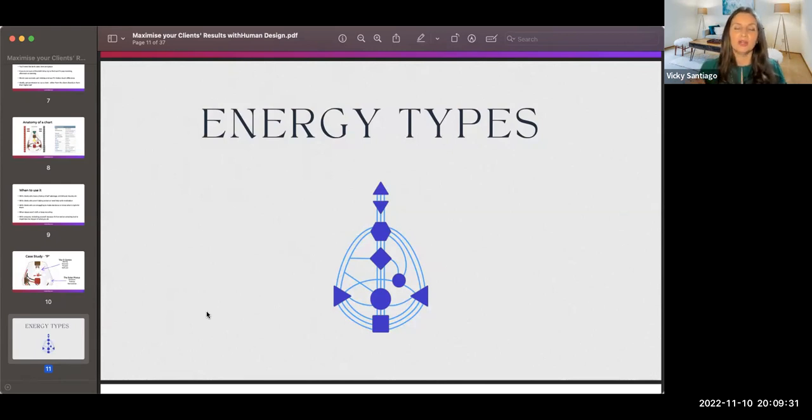If you are only going to remember one thing about human design, have a play with this one, okay? Because this is one of the things that makes the most difference in life overall with regards to living in alignment versus living in an inauthentic way.